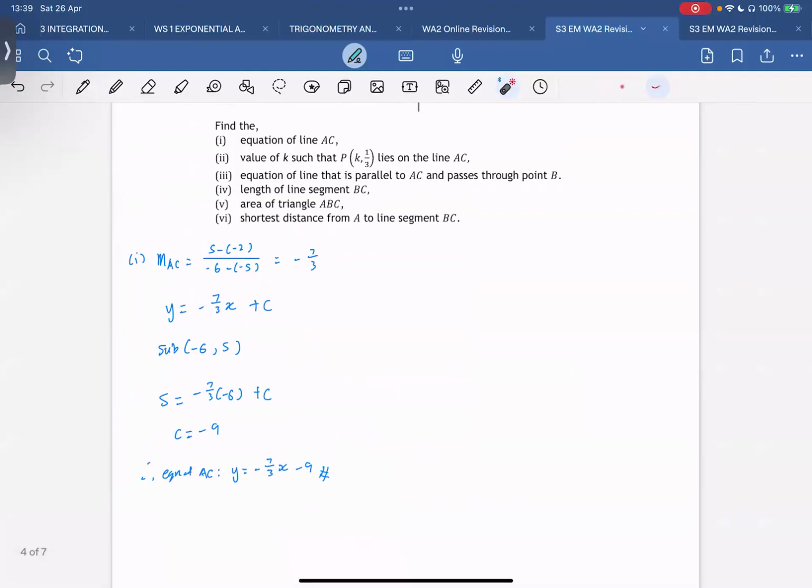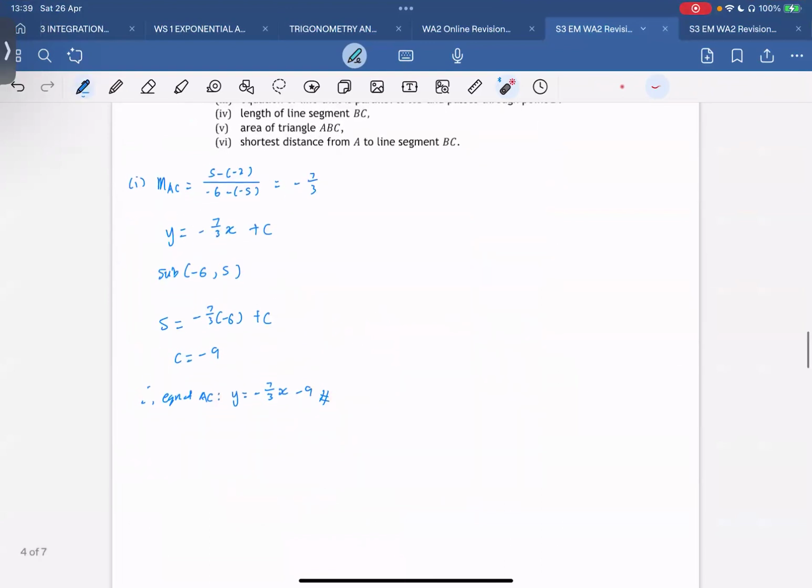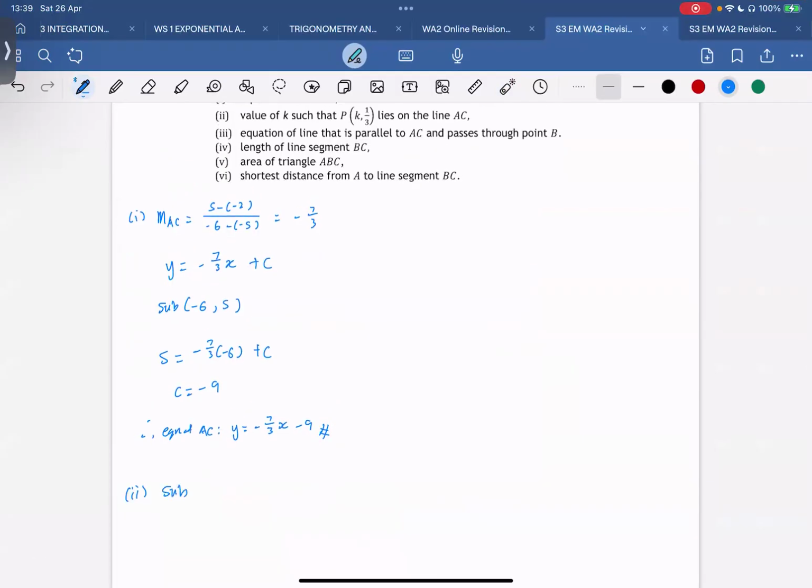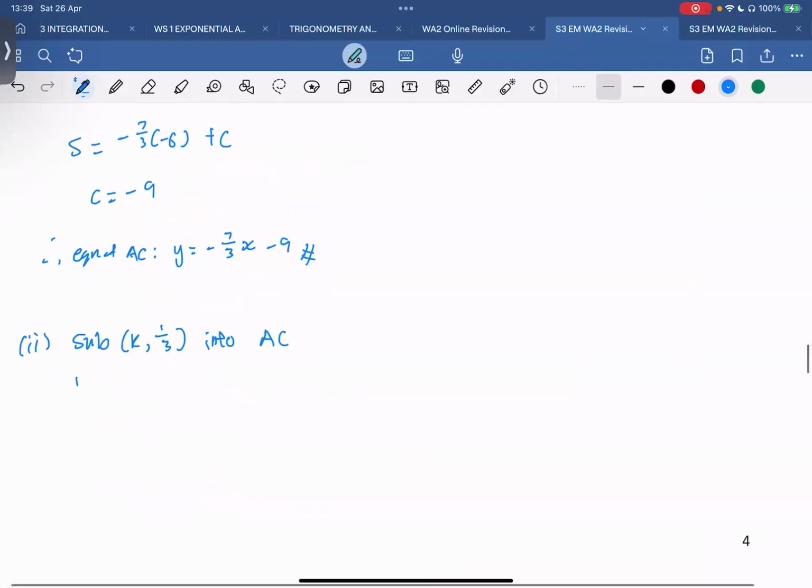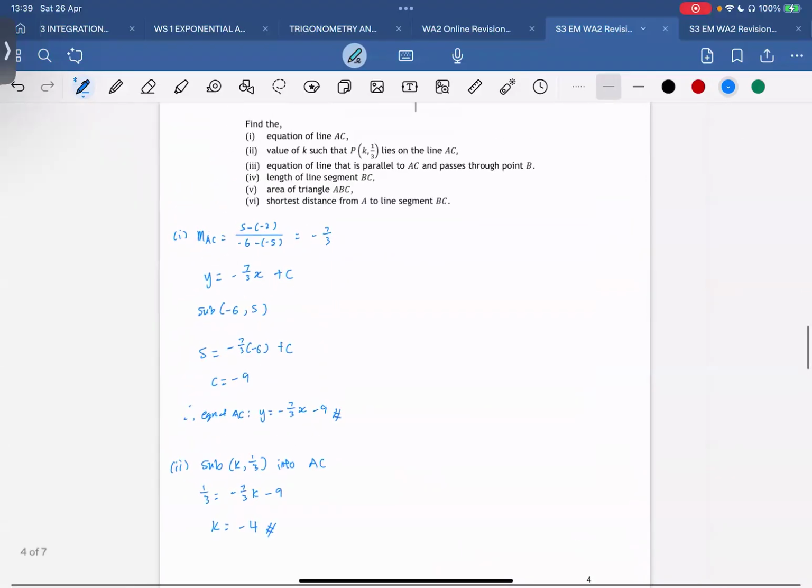Next, find the value of k such that P lies on the line AC. Okay, so since we know P lies on the line AC, that means it must fulfill this equation. So all we have to do is to sub (k, 1/3) into AC. So 1/3 equals -7/3 k minus 9. So for k, we will get k as -4. Okay, so a very simple question.